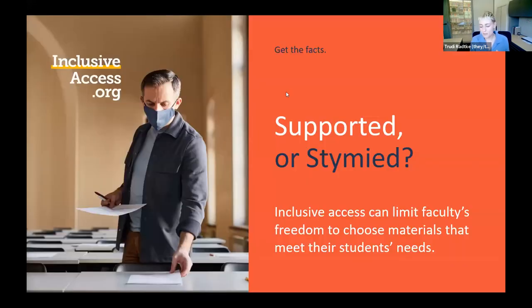Right, we spent a lot of time talking about students. What about faculty? There are other groups that can be impacted by the decision to onboard an inclusive access program. So we have reason to believe that there is an opportunity here for these programs to limit faculty freedom of choice and also their academic freedom.